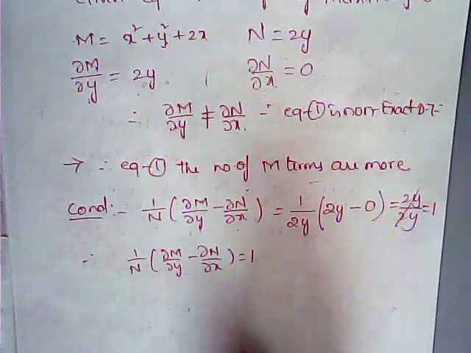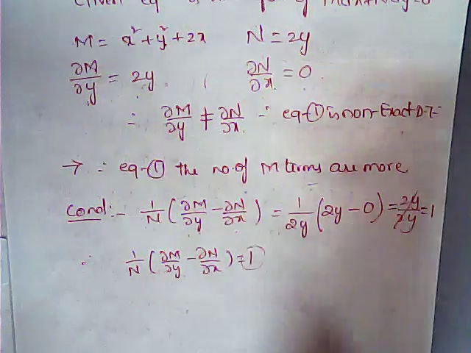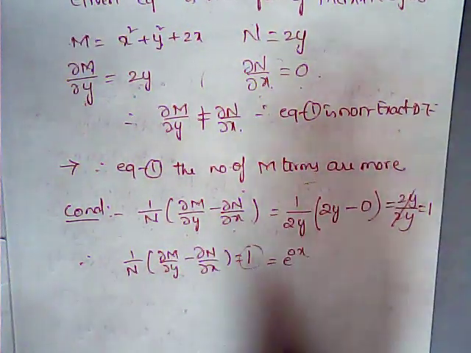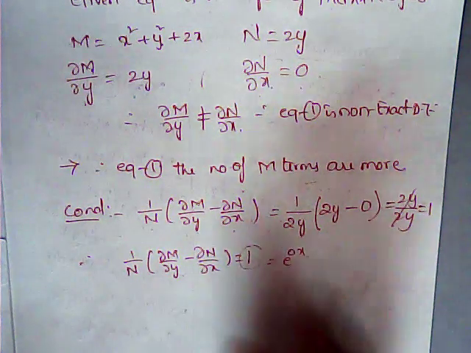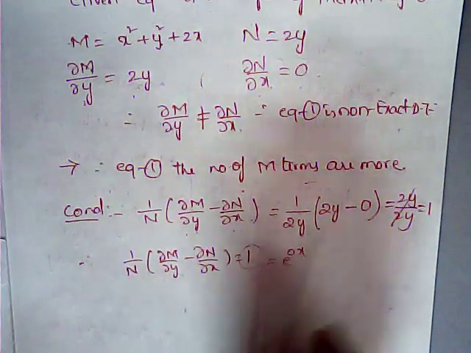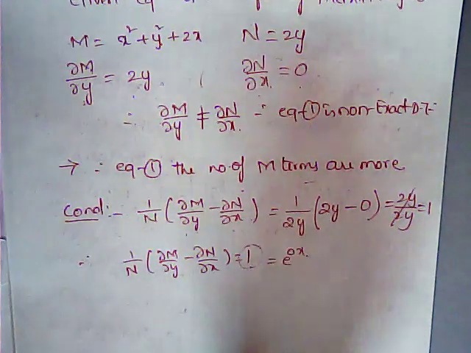Maybe you will get a doubt here: Madam, you told that we will get a function of x here. Suppose you get a constant, you can consider it as e power 0x also, right? It will be considered as a function of x, and it may also be considered as a function of y. Since you are checking for the function of x, this one will be considered as e power 0x.